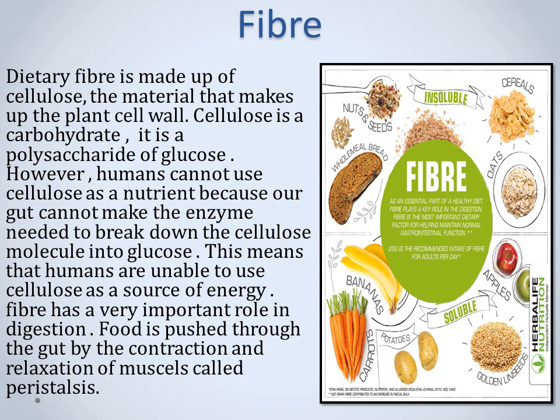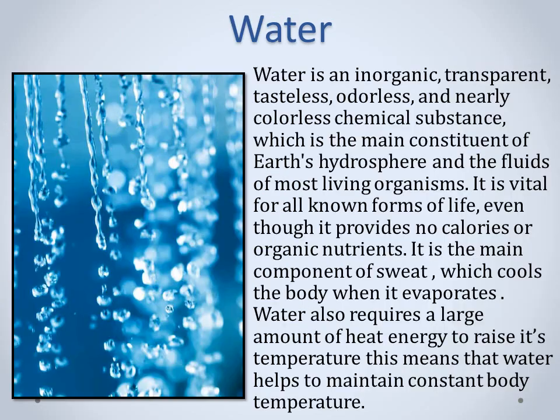Now we have fiber. Dietary fiber is made up of cellulose, the material that makes up the plant cell wall. Cellulose is a carbohydrate. It is a polysaccharide of glucose. However, humans cannot use cellulose as a nutrient because our gut cannot make the enzyme needed to break down the cellulose molecule into glucose. This means that humans are unable to use cellulose as a source of energy. Fiber has a very important role in digestion. Food is pushed through the gut by the contraction and relaxation of muscles called peristalsis.